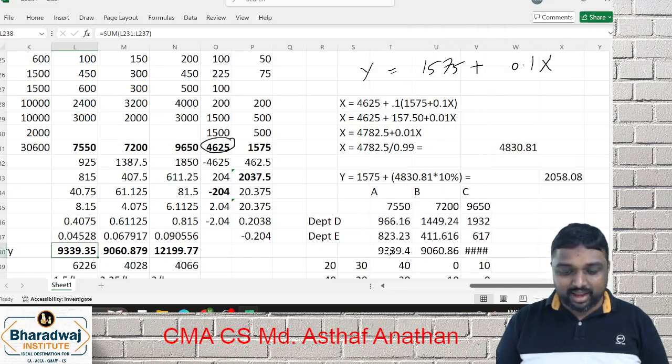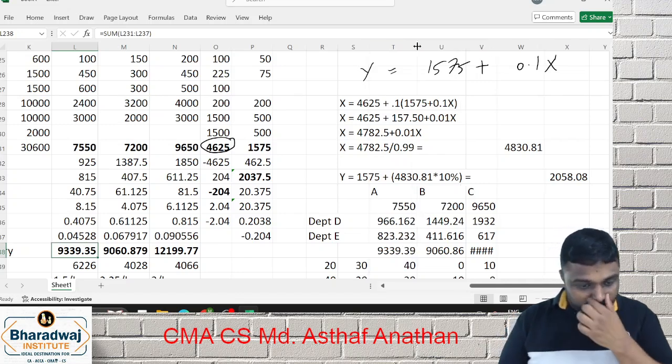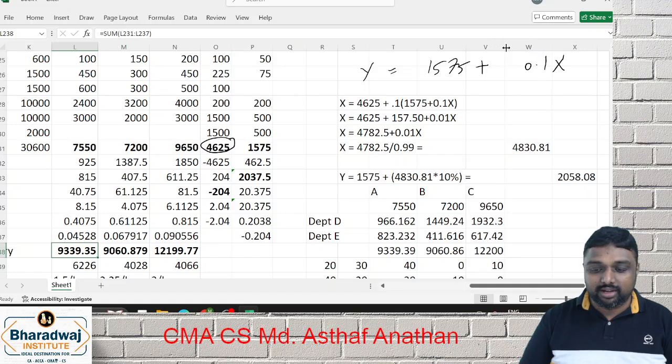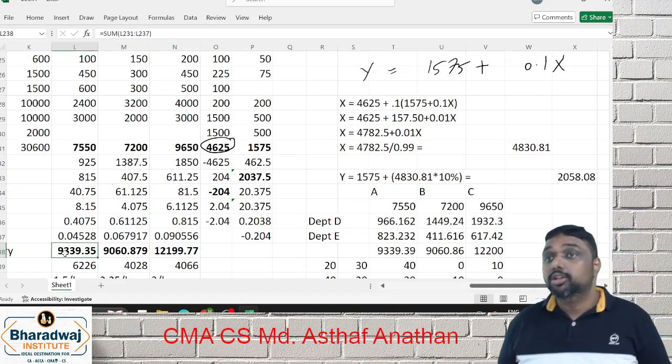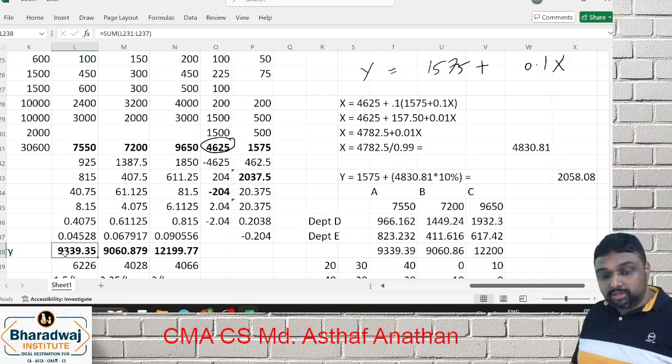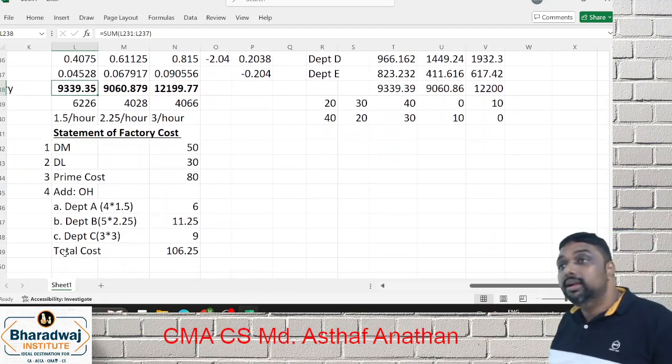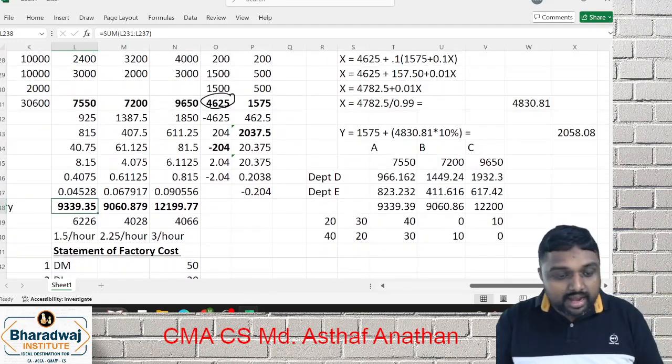See, 93344 rounded off. In Excel, that is a specialty. Are you able to understand, friends? We are getting the same 12,200, 906. So you can do any method. If you do simultaneous, the balance steps will remain the same. That is this entire step.